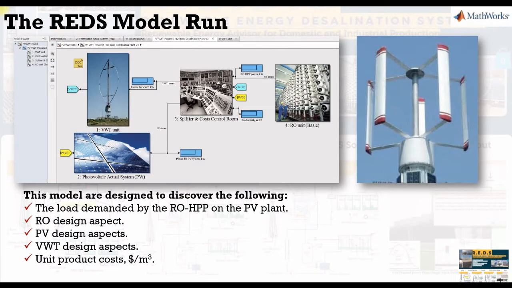Okay, for our model, we are going to utilize a vertical wind turbine, photovoltaic system, reverse osmosis with three different configurations, and the control room for cost estimation and load variation between the vertical turbine and photovoltaic system. You can utilize, depending on full load on photovoltaics or full load on vertical wind turbine.